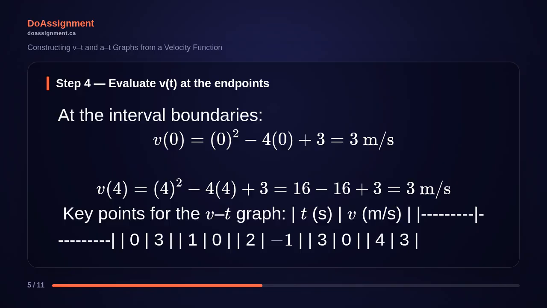At t equals 0, the velocity is 3 meters per second. At t equals 4 seconds, it is also 3 meters per second. Summarizing all key points, the velocity starts at 3, drops to 0 at t equals 1, reaches a minimum of negative 1 at t equals 2, returns to 0 at t equals 3, and rises back to 3 at t equals 4.